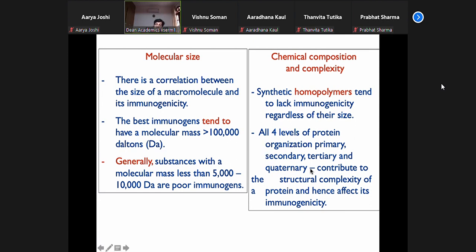The other thing is complexity in the structural organization. You already know there are 4 levels of protein structure: primary, secondary, tertiary, and quaternary. Quaternary structures would be much more immunogenic than your other structures. Primary structures are very, very less immunogenic in origin. Quaternary structures are the best immunogens.